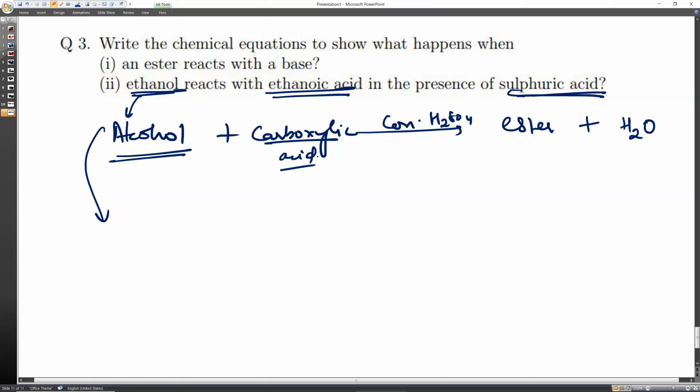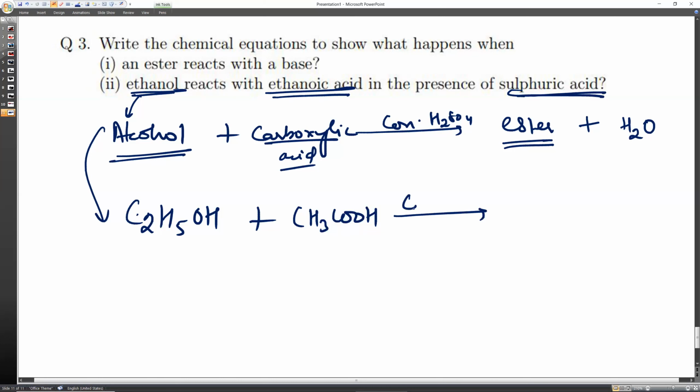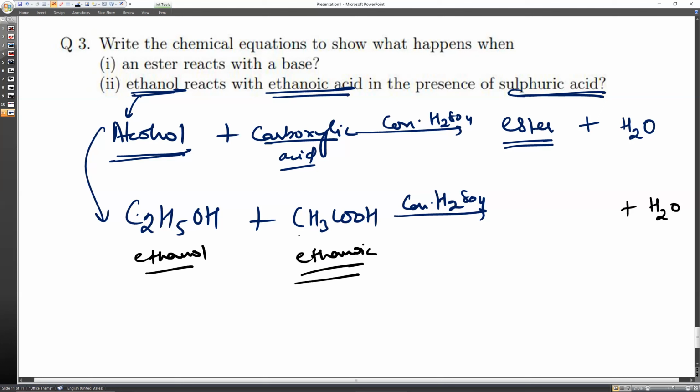So here you have to write that alcohols react with carboxylic acids to form esters. How will you write it? The two carbon alcohol is C2H5OH. It reacts with the carboxylic acid, ethanoic acid, whose formula is CH3COOH, in the presence of concentrated H2SO4. What is it going to form? It will form an ester. To name that ester, first you have to write the equation. This is ethanol, a two carbon alcohol. This is ethanoic acid, a two carbon carboxylic acid.